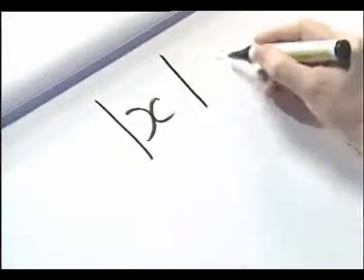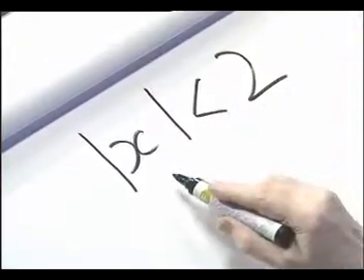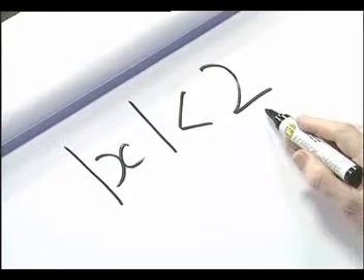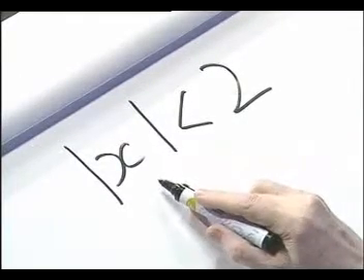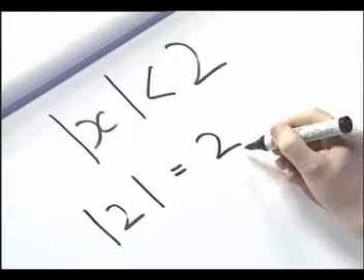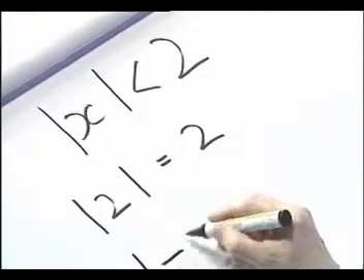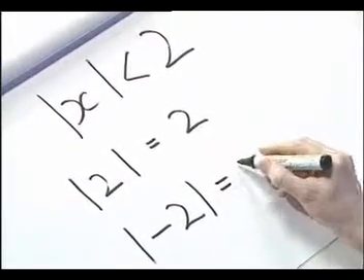Inequalities often appear in conjunction with the modulus symbol. For instance, we say mod x is less than 2. The modulus symbol denotes that we have to take the absolute value of x regardless of sign. This is just the magnitude of x, and it is always positive. So for instance, mod 2 is equal to 2, and mod minus 2 is also equal to 2.